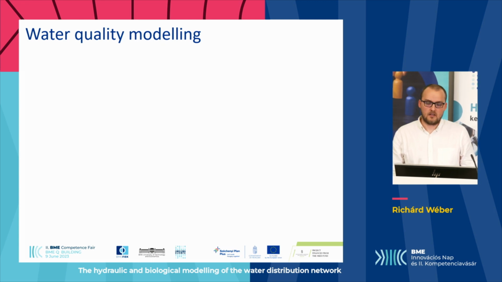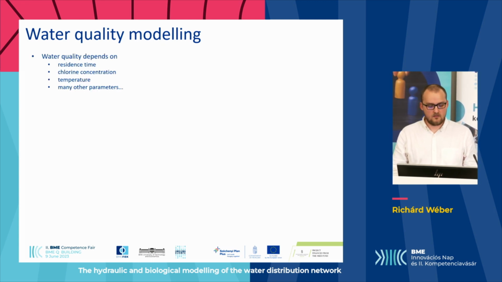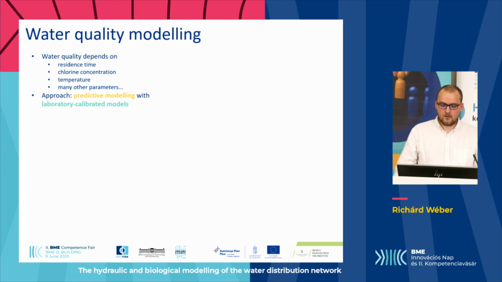Let me speak about the water quality modeling. The quality of water is very complicated. It depends on residence time, chlorine concentration, temperature, pipe material, the initial quality of the water, and then many others. Our approach is to build a model that can predict a qualitative distribution in a water distribution network. The question is, which areas might be sensitive in terms of water quality.